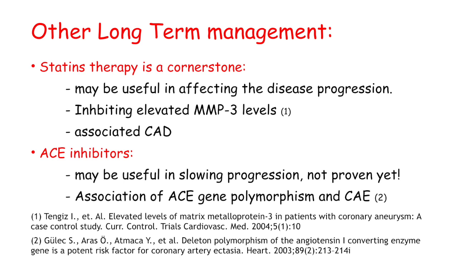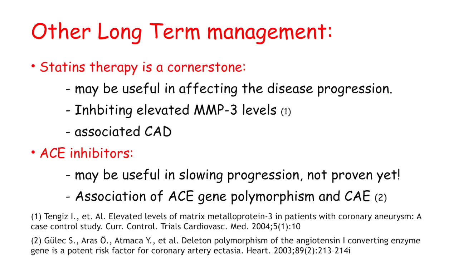So far, we said aspirin is a cornerstone, a statin is a cornerstone in these patients. ACE inhibitors may be useful in slowing the progression of disease. We don't have strong data on that yet, but there are reports about the association between angiotensin-converting enzyme gene polymorphism and coronary ectasia, and there may be a role for ACE inhibitors in preventing the progression of ectasia in these patients. Maybe similar to the data we have in aortic dilatation or aortic aneurysm, where we can use ACE inhibitors in those patients.